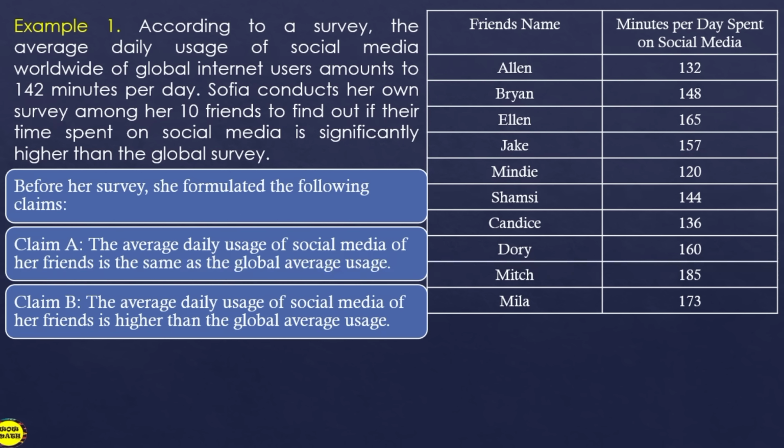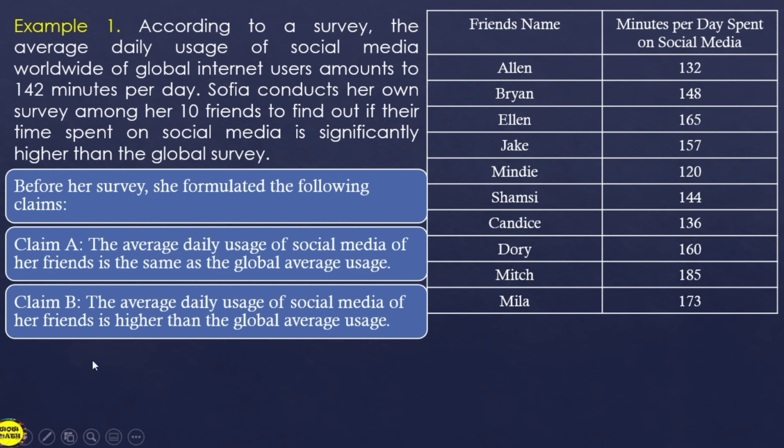Her first claim, we know that the initial claim is the null hypothesis, right? The average daily usage of social media of her friends is the same as the global average usage. And her second claim: the average daily usage of social media of her friends is higher than the global average usage. So this is our alternative hypothesis. Again, in research, what we always test is the null hypothesis.